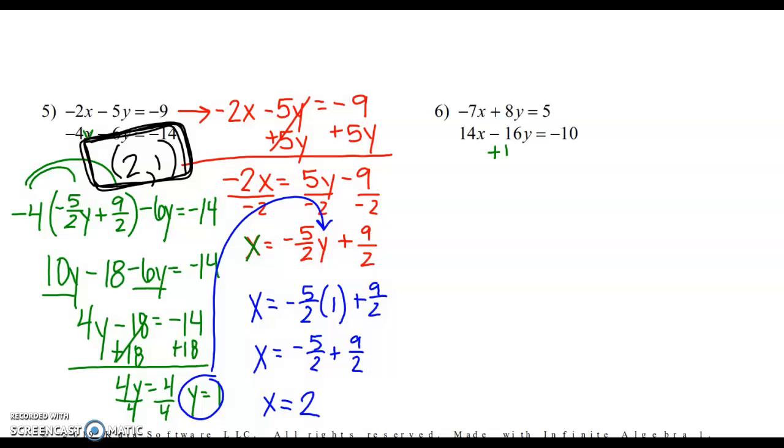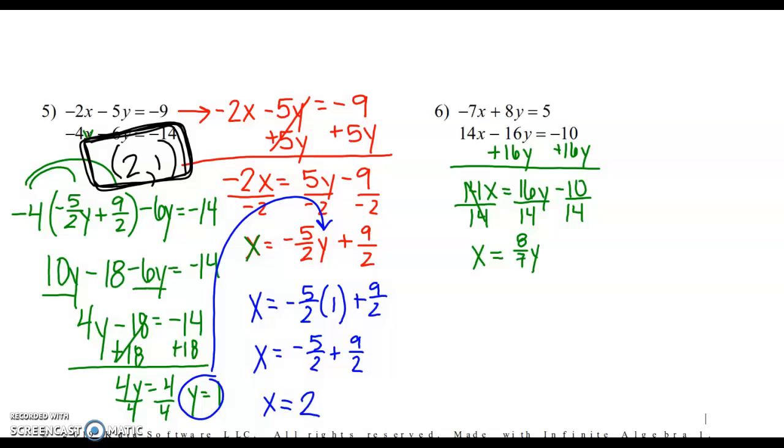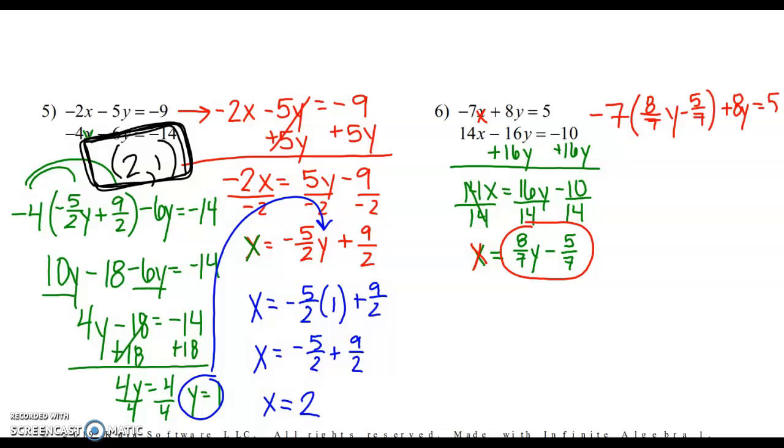So if I want to solve the bottom for x, I'm going to add 16y. So I'm at 14x equals 16y minus 10. Then when we get rid of the multiply by 14, dividing by 14, make sure you reduce your fractions. We have 8 over 7y minus 5 over 7. Look at me, I tried to pick the bottom, so now I have to deal with 7, and it happened to me anyway. All right, so now substituting in for x in the top equation, we have negative 7 times 8 over 7y minus 5 sevenths, still plus 8y equals 5.